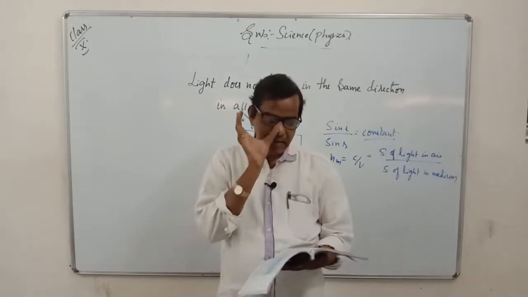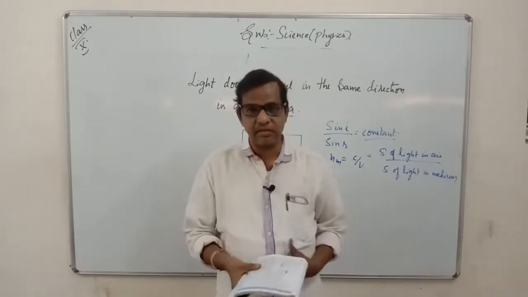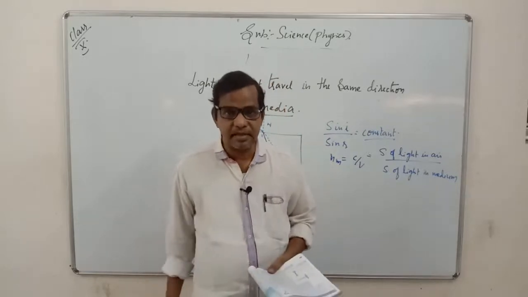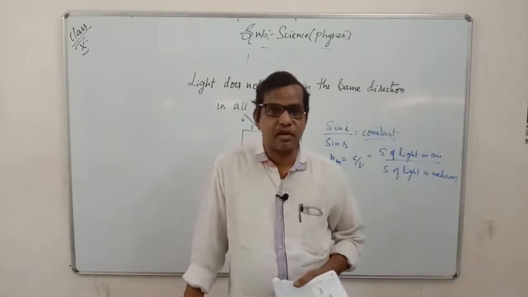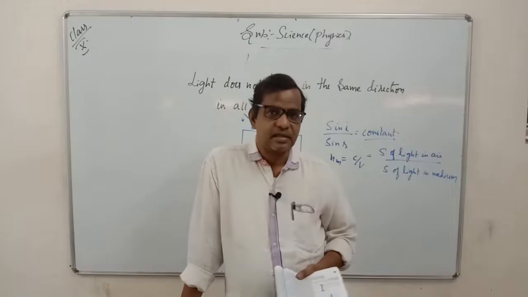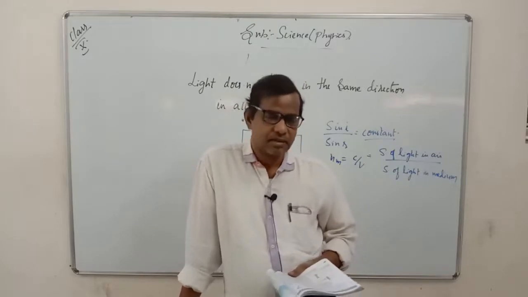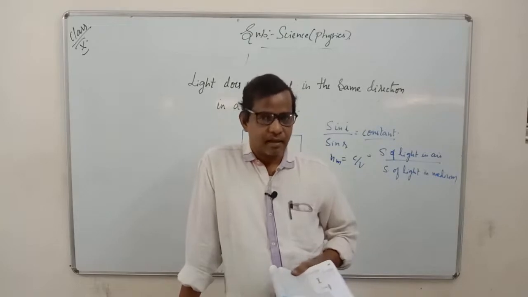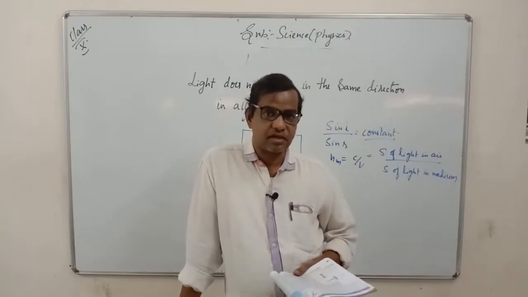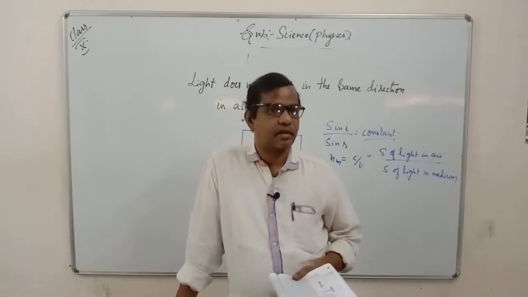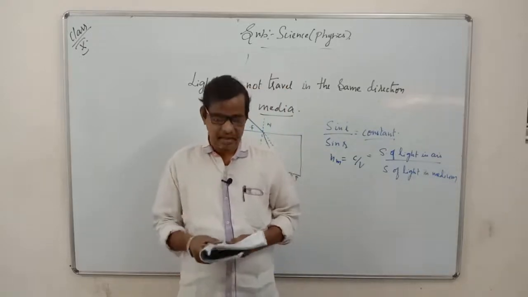Then refraction by spherical lenses. Now till now we studied about the mirrors. Now we'll go for lenses. I told you already what you mean by lenses. There are two types of lenses. One is concave and one is convex. Convex is a converging lens, and concave is a diverging lens.